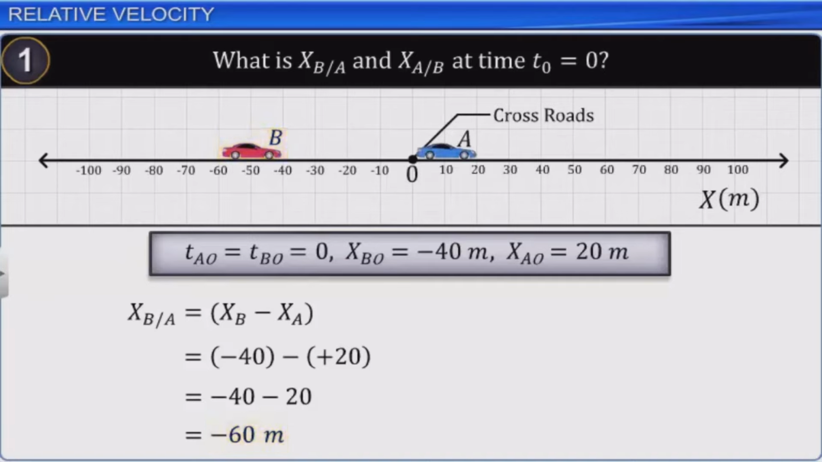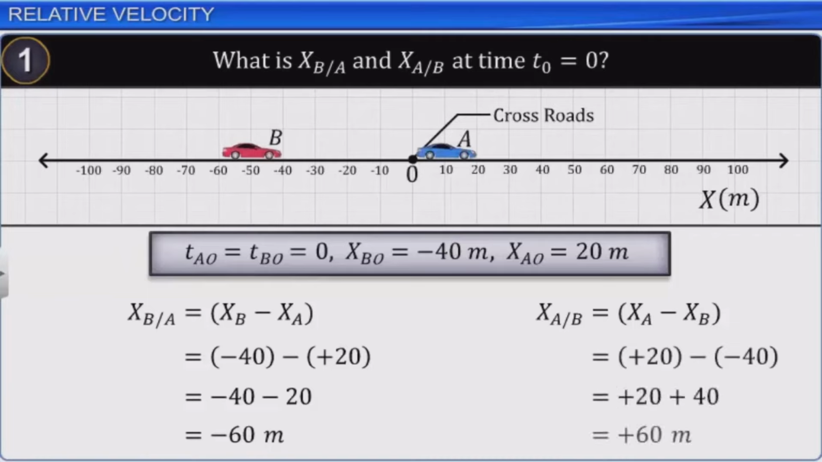x_A/B is equal to x_A minus x_B. This is equal to plus 60 meters. Plus sign indicates that the car A is on the right side with respect to B.